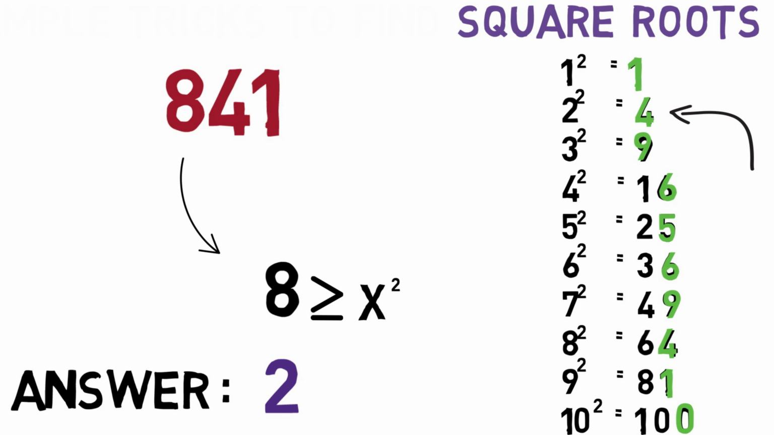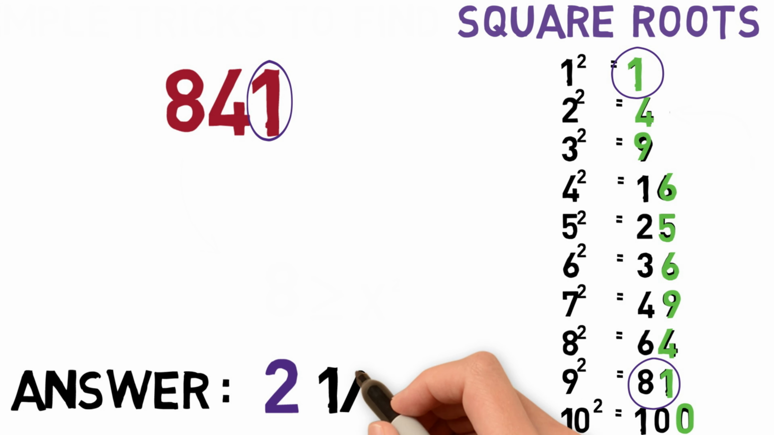To find out the second digit of our answer, we look at the very last digit and find a square in our table that has the same last digit. So, here we can see that the two numbers whose squares also have the last digit 1 are the numbers 1 and 9. So, in our answer, the last digit is going to be either a 1 or a 9.